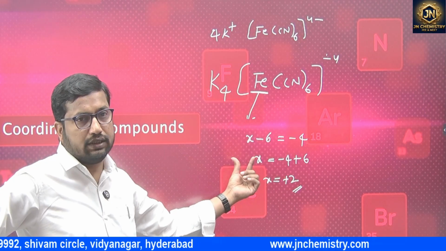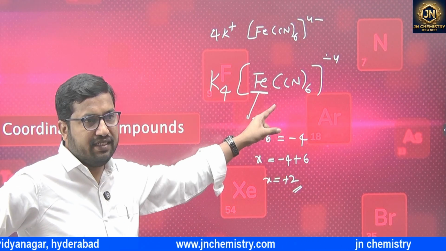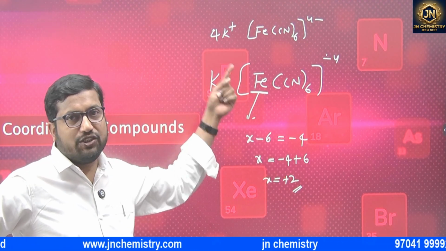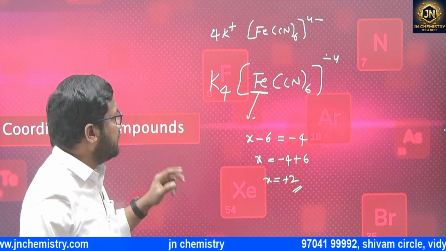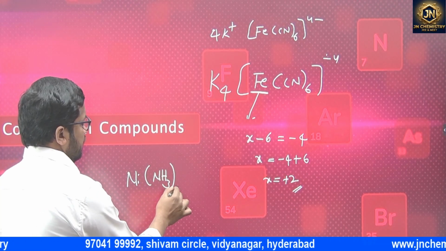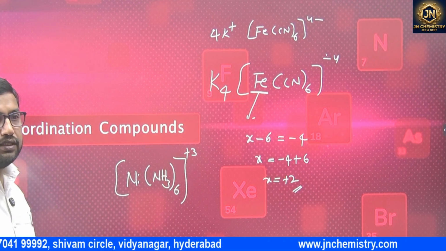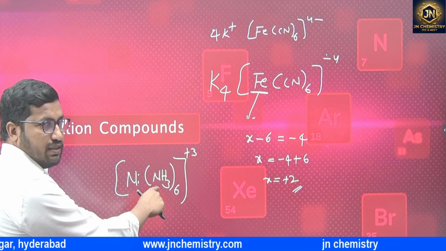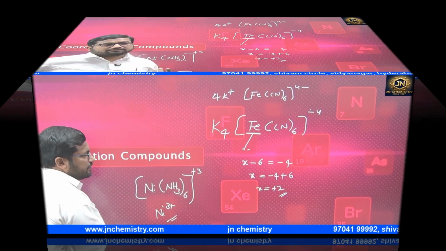Once we know the oxidation state, the chemistry begins. If you don't know the ligand or the oxidation state, you will not be good at coordination chemistry. For example, take [Ni(NH3)6] 3 plus. What is the oxidation state of nickel? Ammonia is 0, so the total is 0, and nickel is 3 plus.